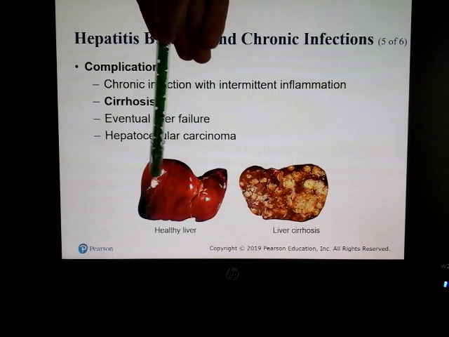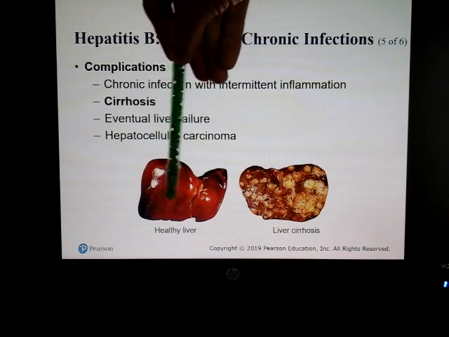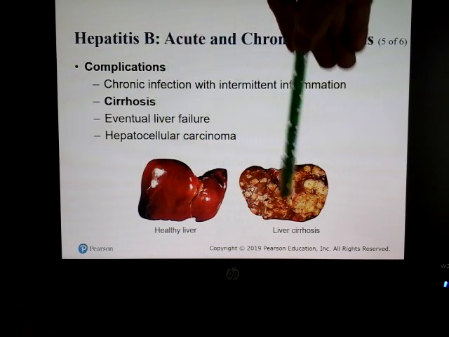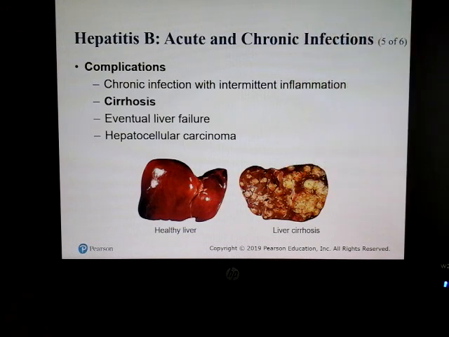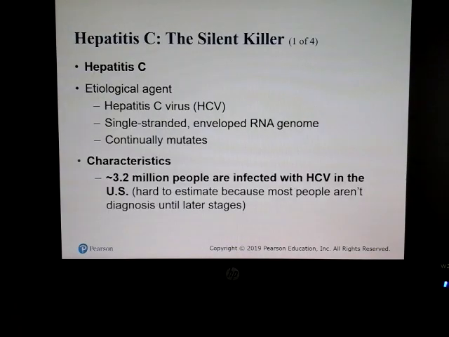If you take a look here at this beautiful healthy liver, nice and reddish brown, but look at all of those deposits that are inside. The liver itself actually gets hard and enlarged.